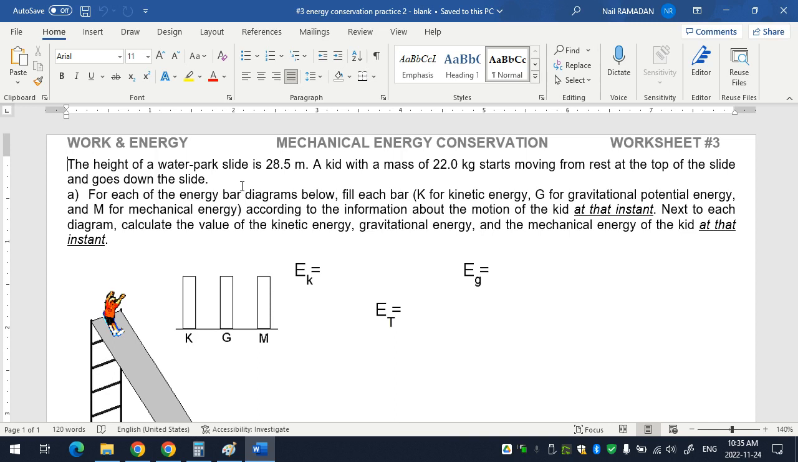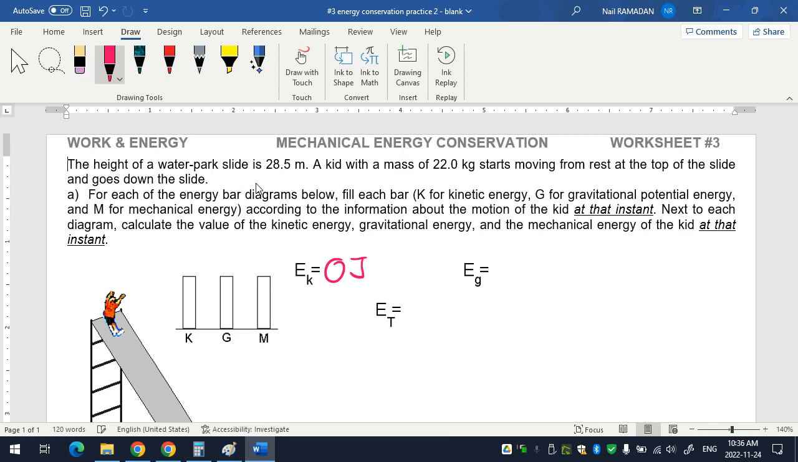Do you know the mass of the object? Okay, 22.0. Initially, at the top of the slide, are they moving? They start from rest. So at the very top, which of their energies can be thought of as a perfect zero, gravitational or kinetic? Because they are not in motion yet. Nice. So we can write 0 joules.